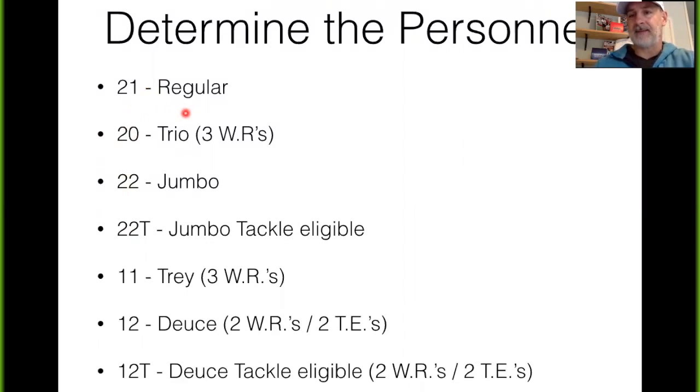Or you can give them names. 21 personnel is regular, 20 personnel is trio, 22 personnel, 2 backs, 2 tight ends is jumbo. When I add a T, like 22T, it's jumbo with a tackle eligible. So it's not actually 2 tight ends. A big tackle's coming in and becoming a tight end.